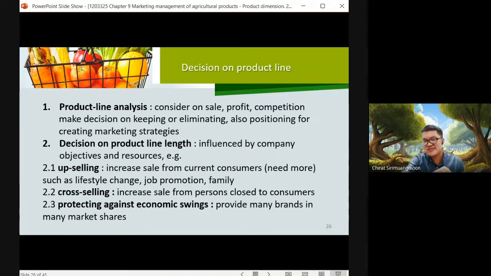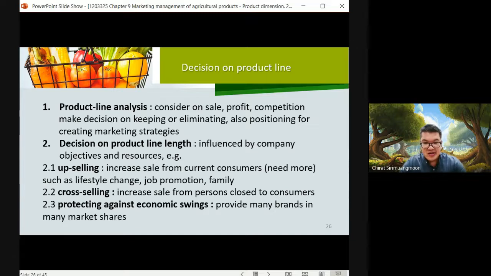No, Cream O is not your competitor. It's not a player with strong force. So you say, okay, because it's totally different, you do not need to focus on it. So you just separate this brand out and focus on your own brand. So it's about positioning. Then, decision on the product line length.